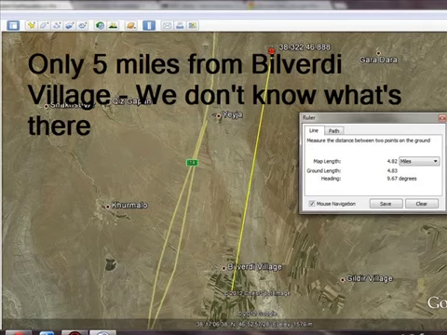I then zoomed in using my Google Maps software and discovered that there is a village only 5 miles away from the epicenter of these 8 earthquakes today, called Bulverde village. And it is not known what is in Bulverde village. Possibly there may be a nuclear reactor site there that is not common knowledge to the whole world, and this particular village may have been the target.